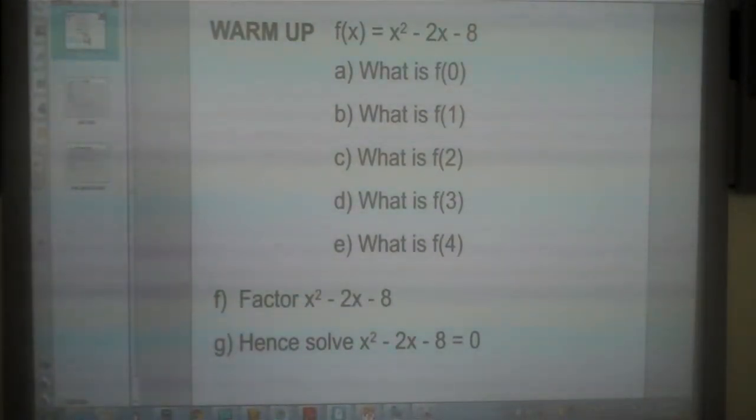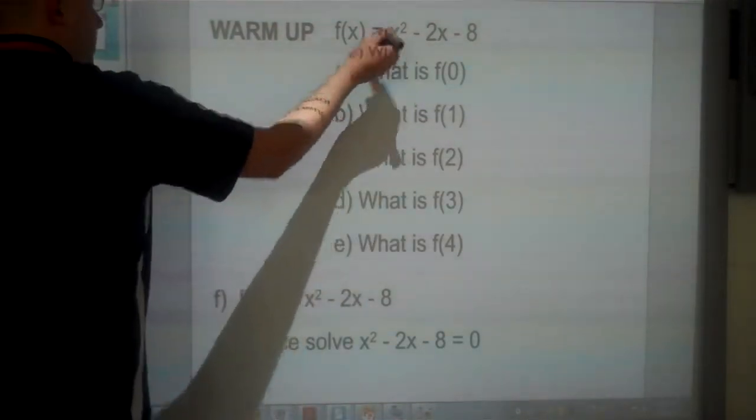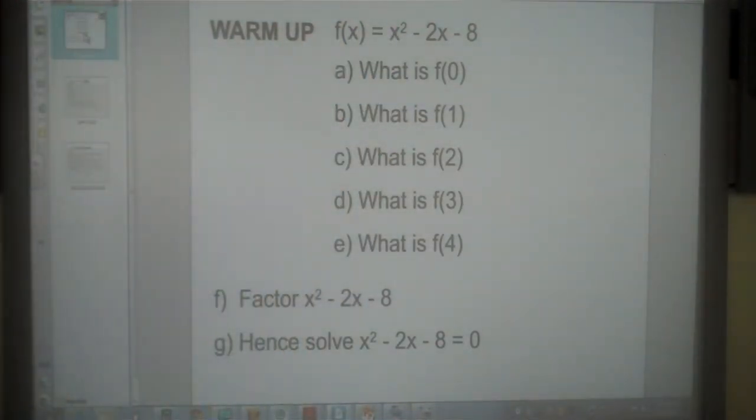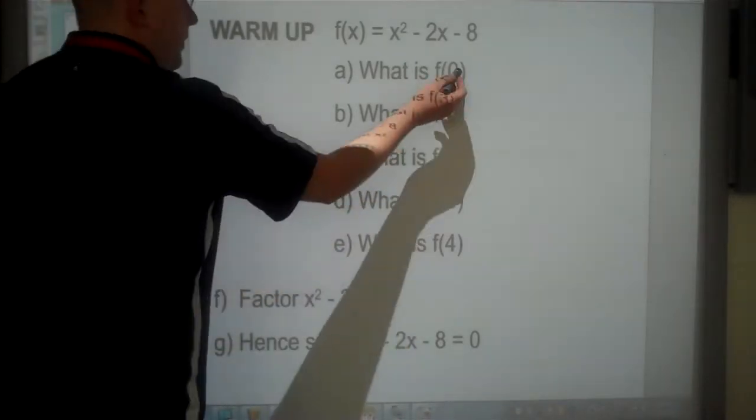This is the first lesson in Unit 11, and we're going to be looking at quadratics again. So just to remind you, quadratics means x squared. So I just want to review something from an earlier chapter about substituting numbers into functions.